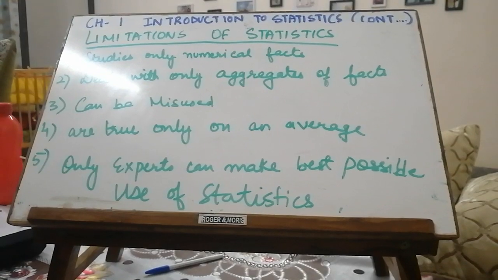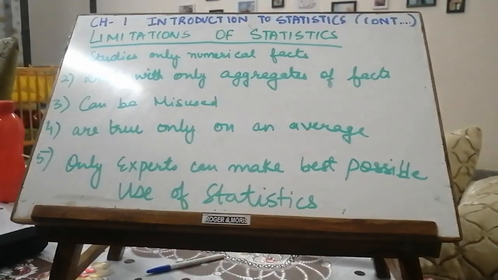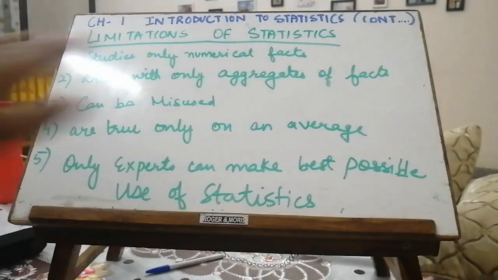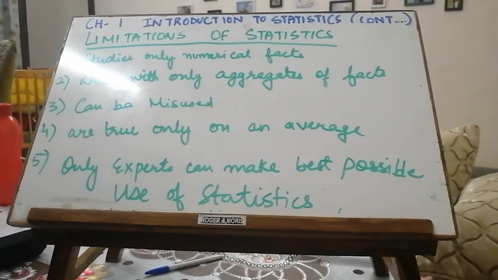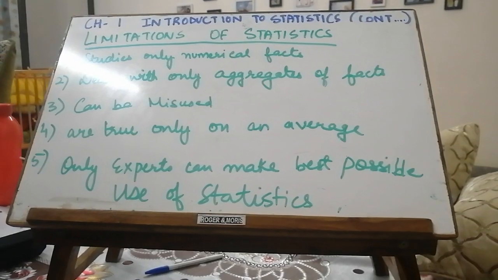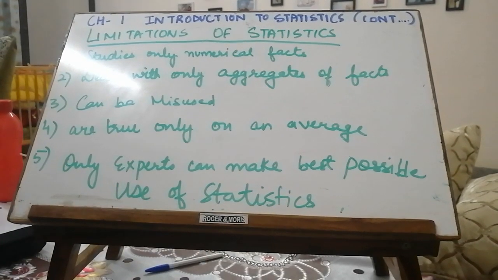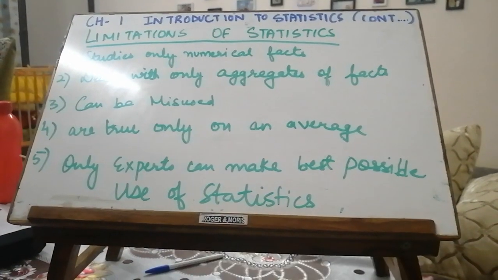It is not true on an individual basis. When I say that the mean is 20,000, it does not mean that every person is earning 20,000. It only means that the average of all is 20,000. So that is the limitation: we have given one number from statistics, that the average is this, but it's not true for all. It's just a representation which is not true for everybody.